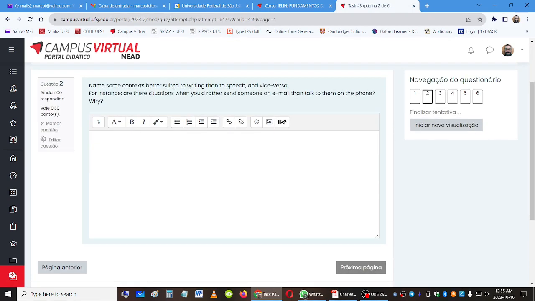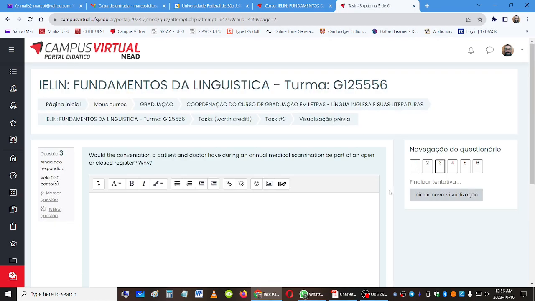Name some contexts better suited to writing than to speech. Are there situations in which you may rather send an email than call them on the telephone? It depends. How formal is it? How sensitive is it? Is it something that may touch their feelings? You will not easily give them bad personal news on a formal email. You may even prefer to talk to them face to face, right? But maybe if you want to give them detailed information about work, an email will be good enough. Explain. Give your own examples.